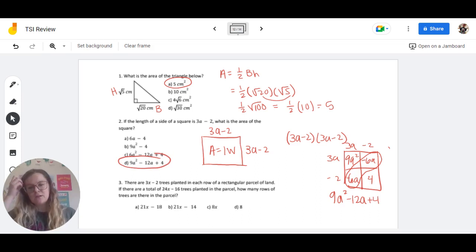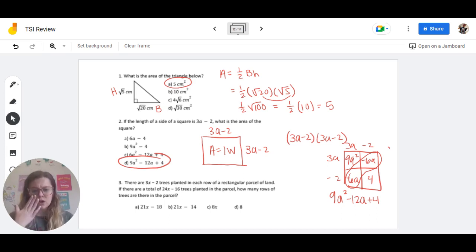All right, on to number 3. There are 3x minus 2 trees planted in each row of a rectangular parcel of land. Whew, that's hard. If there are a total of 24x minus 6 trees planted in the parcel, how many rows of trees are there in the parcel?